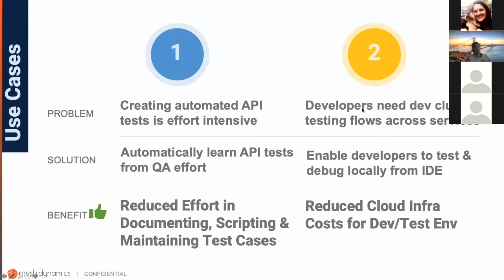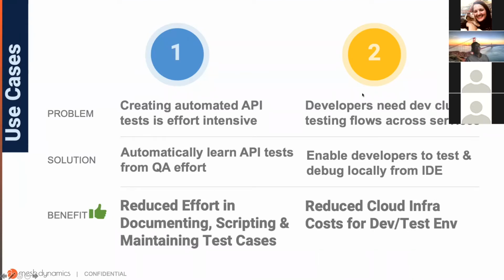The second one is, how do you enable developers to test flows across services? Even if I'm making a change to my service locally, one service, how do I test that I haven't disturbed the flows across all the other services, right? So here again, we enable developers to test and debug locally from their IDE, right? And associated with them, the benefits for the first one: your engineering team does not have to invest effort in documenting the test cases, scripting them, and maintaining the test cases across the evolution of the application.